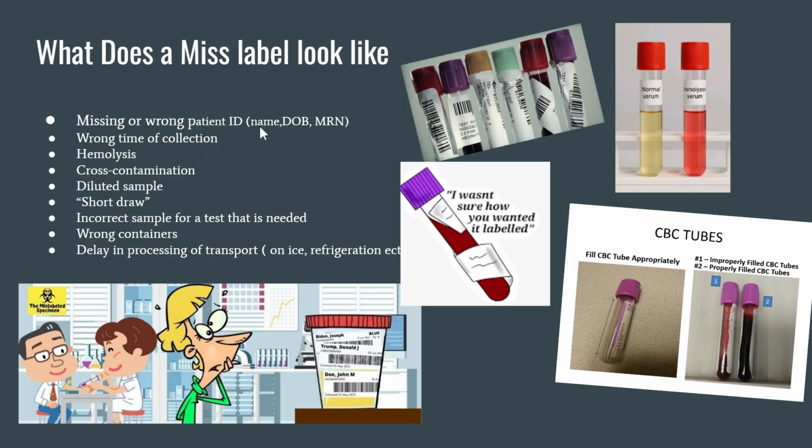So, if there's a collection at 11 a.m., it needed to be collected at 12 instead. And then the smallest is you won't really see it until after you have separated it and put it in the centrifuge. So like this is normal, what it should look like. And this is hemolysis after you've spun it.